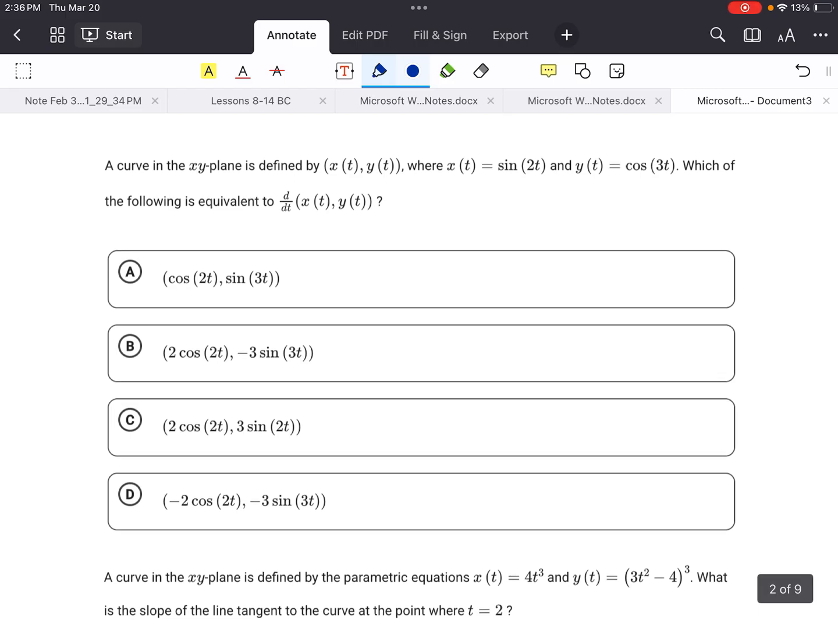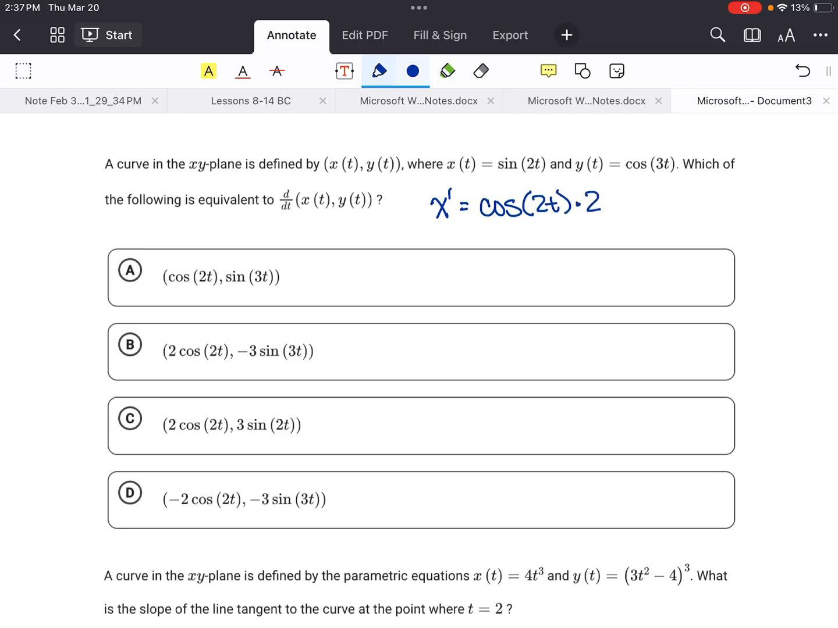On this third one, I want to know the derivative of the x. So the derivative of x is going to be derivative of the outside, leave the inside alone, times the derivative of the inside. So 2 cosine 2t. So not that one and not that one. And then the derivative of y. Derivative of cosine is negative sine, leave the inside alone, times the derivative of the inside, so B is the correct answer.